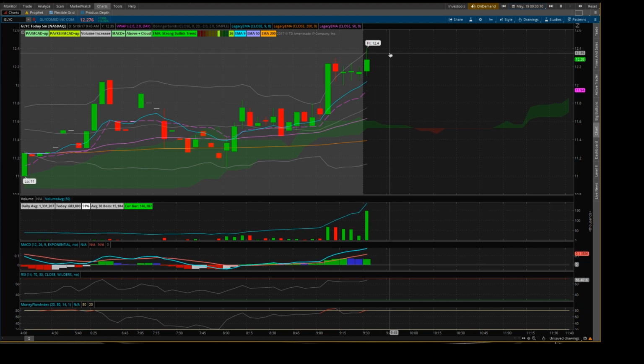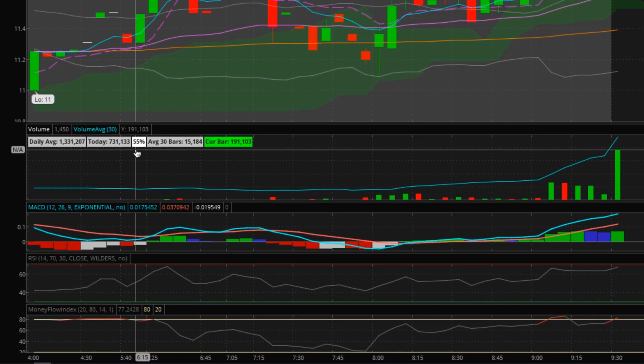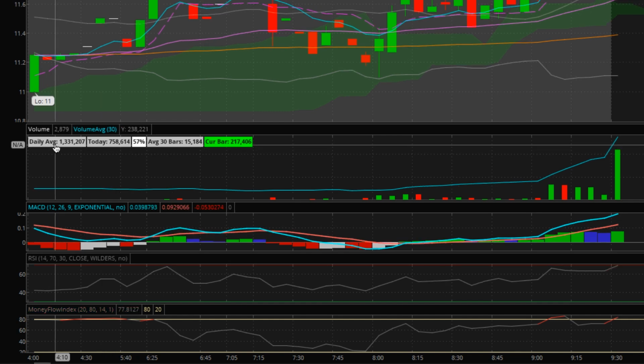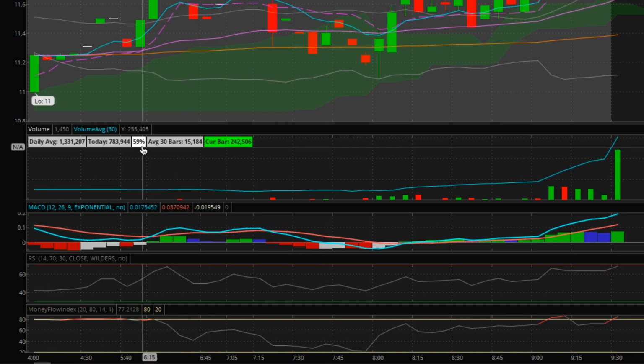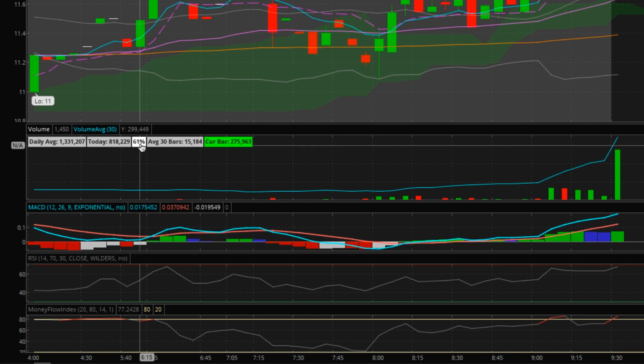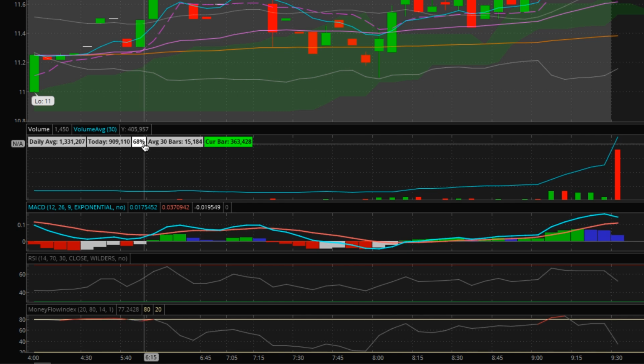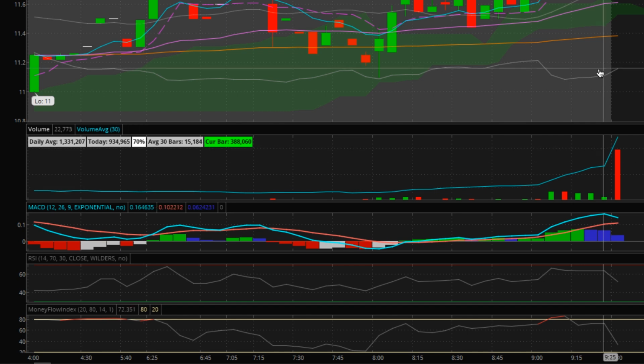This is a day that GLYC had very unusual volume. And as you see here in the indicator, right at market open, it already had 55% of its average 30-day volume. And very quickly, this ticker gets up to 100% of its average volume. And then shortly after, it'll get to unusual volume levels, which are currently configured and are set to 200%.